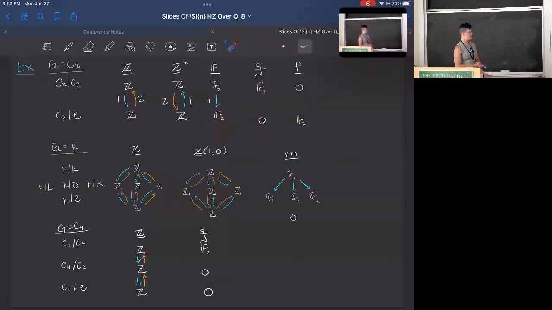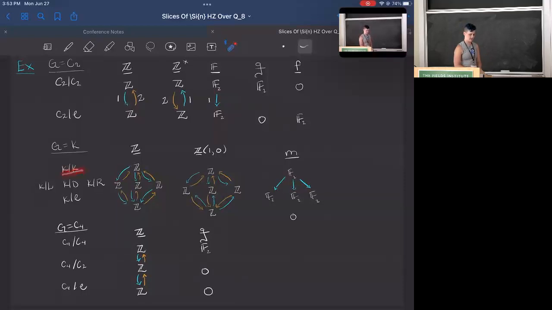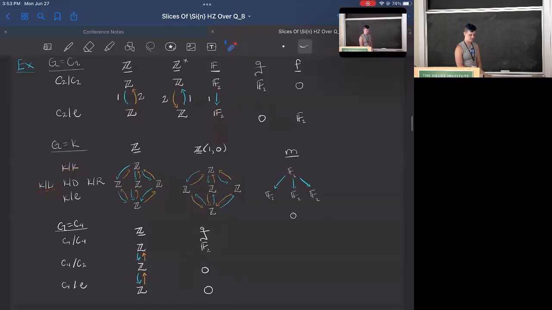The Lewis diagram for Klein 4 gets a little bit more complicated. So we'll have a K mod K at the top, a K mod L, a K mod D, and a K mod R in the middle, where L, D, and R are the left, diagonal, and right subgroups of Klein 4 respectively, and then a K mod E at the bottom.